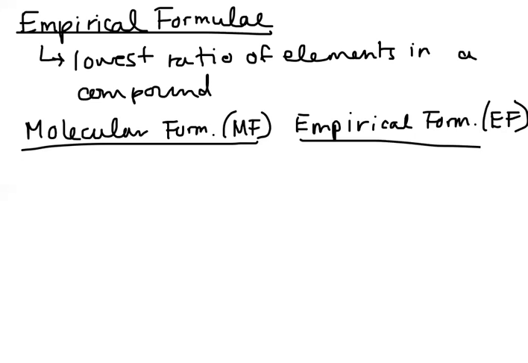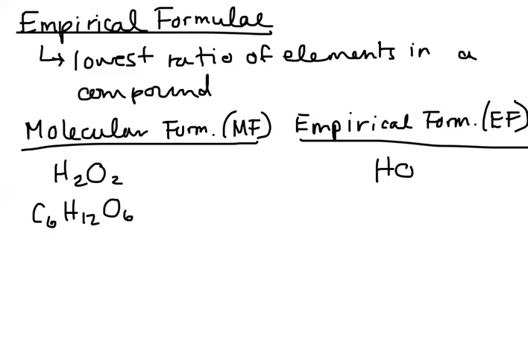So if you have something like hydrogen peroxide, which is H2O2, what do you think the empirical formula for that is? It's the most reduced ratio. HO, because you can divide both of these subscripts by 2. HO. C6H12O6, that's glucose. What is my empirical formula of glucose? CH2O, if you divide all of those by 6.